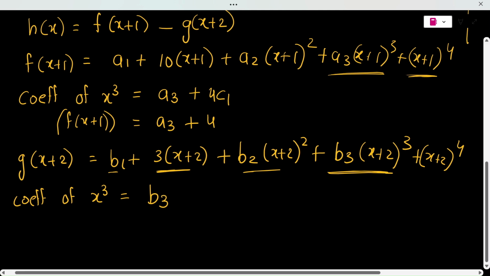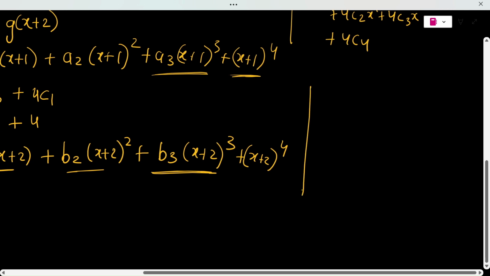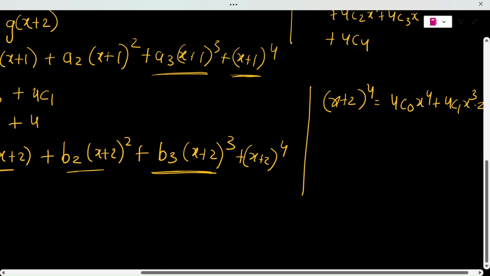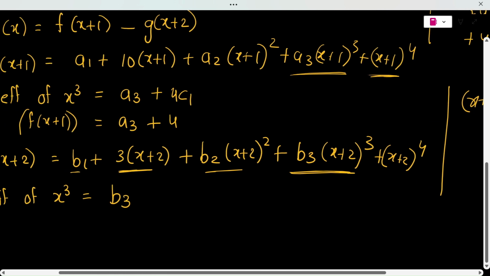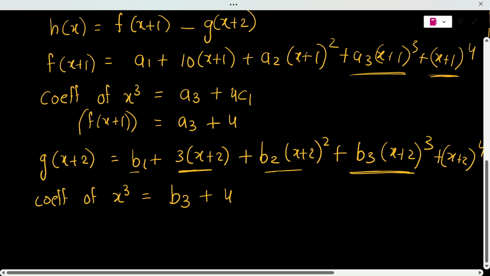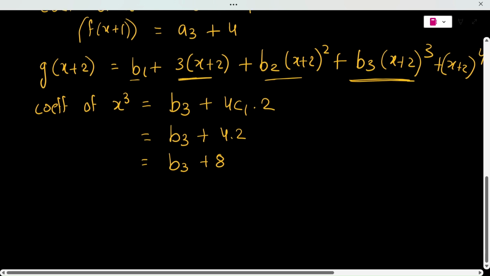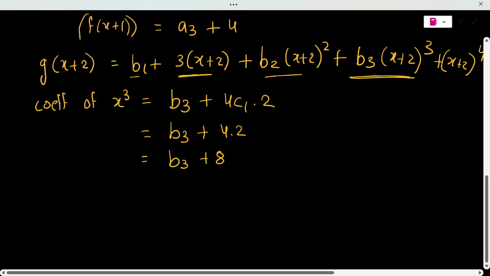So b3 comes. Next, expanding (x plus 2) whole to the power 4 is equal to 4c0 x power 4 plus 4c1 x cube into 2. So here 4c1 into 2 is the coefficient of x cube. So it is b3 plus 4 dot 2, which is b3 plus 8. This is the coefficient of x cube in g of x plus 2.